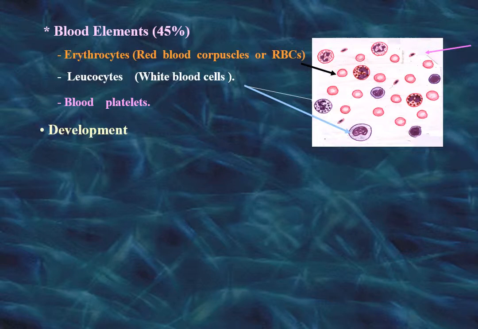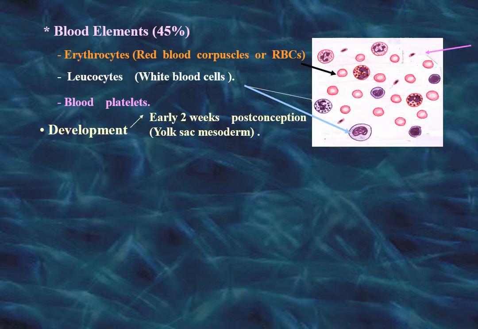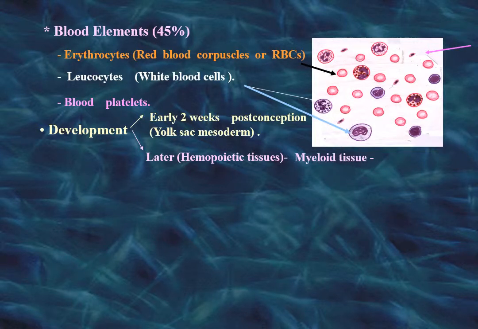Development. Blood develops as early as 2 weeks post-conception in yolk sac mesoderm. Later on, in adults, blood elements are formed in hemopoietic tissues that include myeloid tissue as bone marrow and lymphatic tissue as spleen, lymph nodes, and thymus.